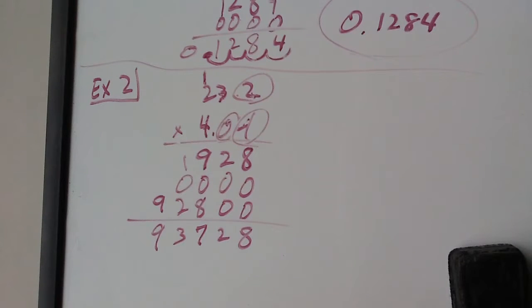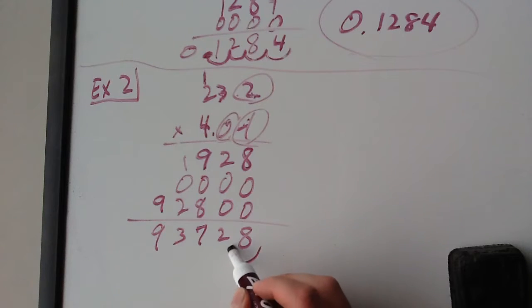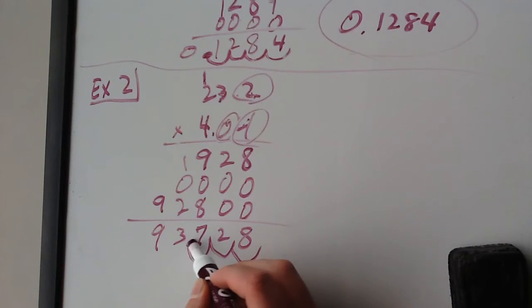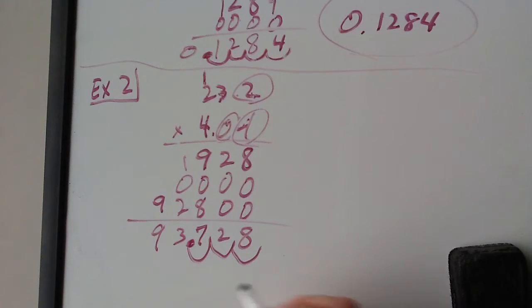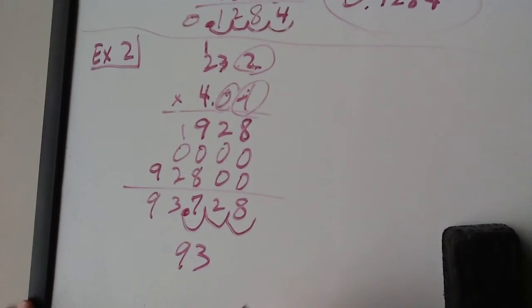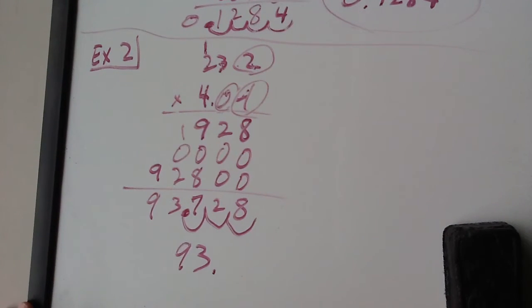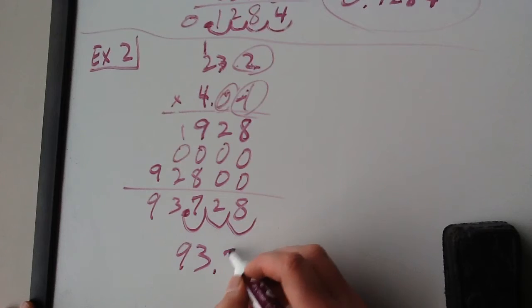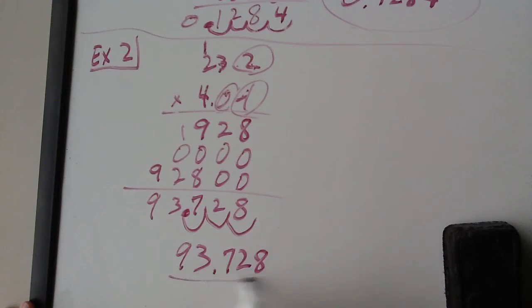So to place my decimal, I'm going to start on the far right and go 3 places to the left. 1, 2, 3. My decimal point goes right there, so my final answer is 93. And that's how you read the decimal point, 93 and 728 thousandths.